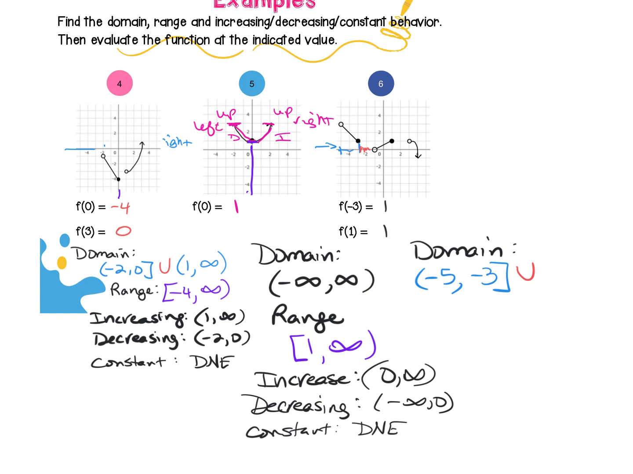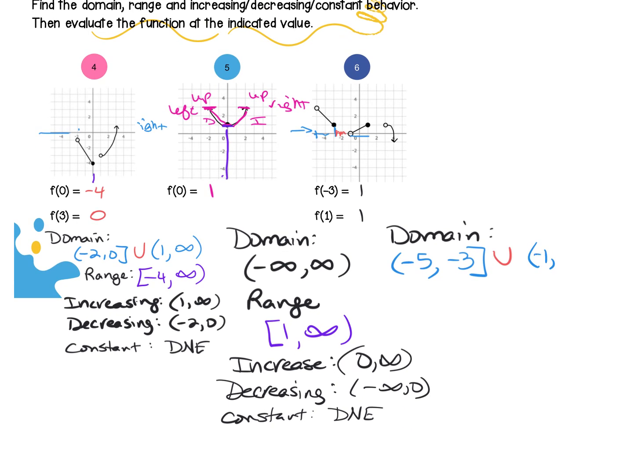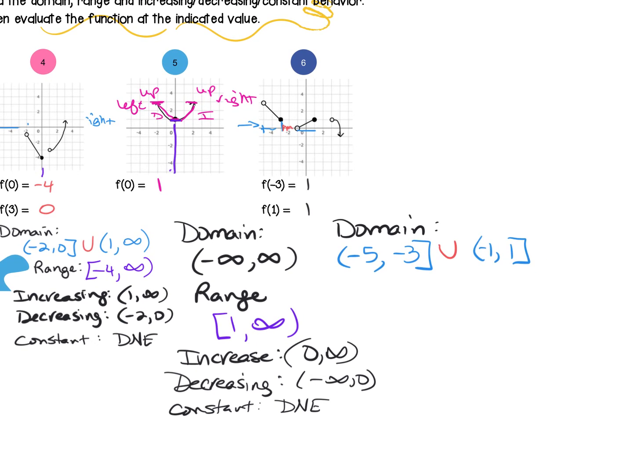And then it starts up again at -1, and then it goes to +1. -1 gets a parenthesis, +1 gets a bracket. And then again, it's got a little gap, and then it starts up again at +3. So union, +3 is an open circle. And I know the arrow is pointing down, but in addition to going down, it's also slowly creeping to the right, which is the positive infinity.